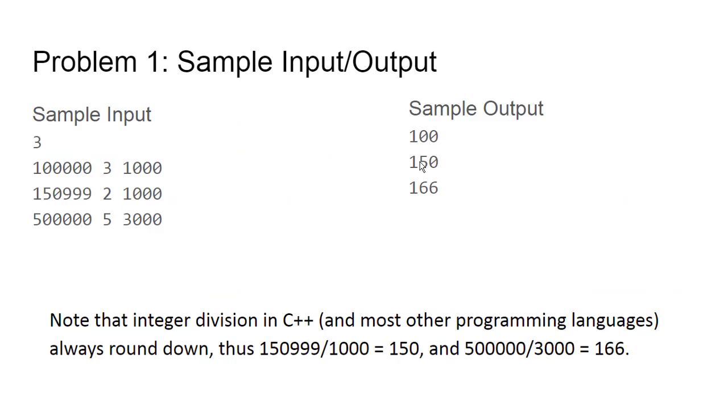So let's look at the sample input and output. This is the sample input. You have 3, so we have 3 houses, and these are the information of the 3 houses. The sample output should have 3 lines, one for each house. The first one is 100,000 divided by 1,000, so we have 100. The second one illustrates integer division, which always rounds down: 150,999 divided by 1,000, the output will be 150. When you use integers in your program and you do division, this is the behavior you get. Similarly, 500,000 divided by 3,000 is 166.